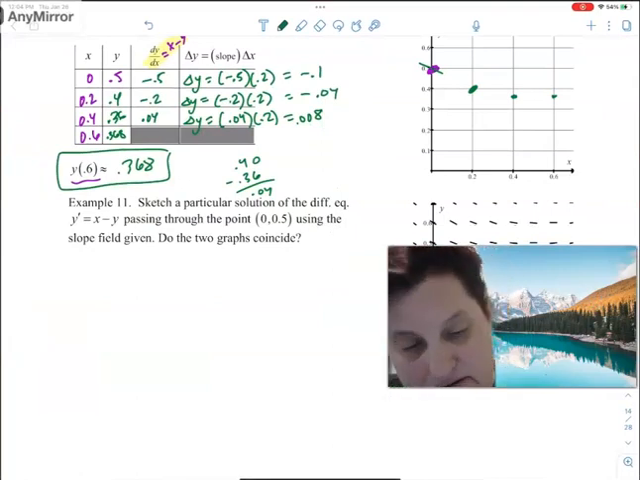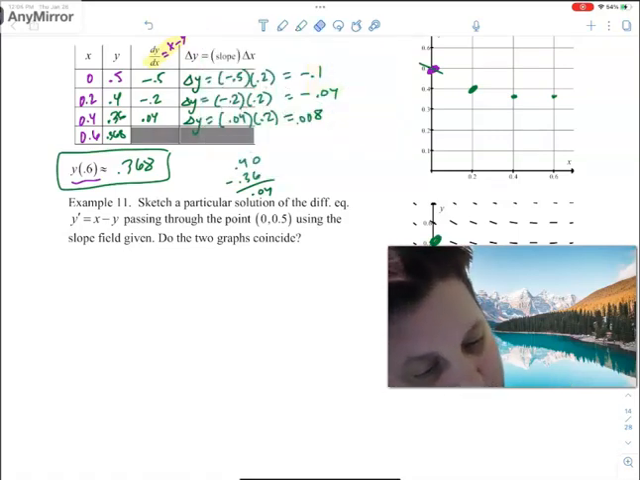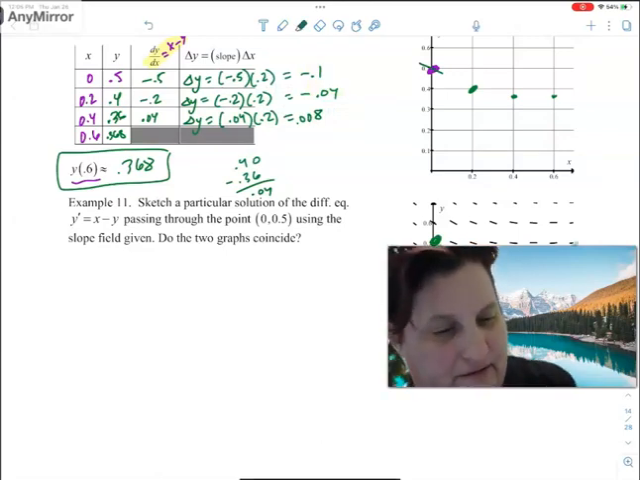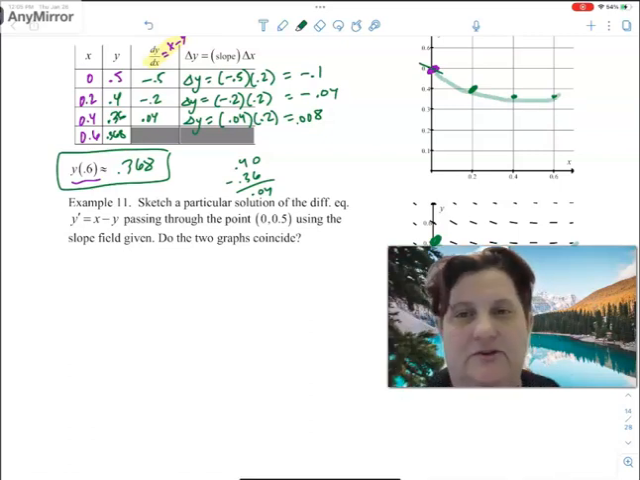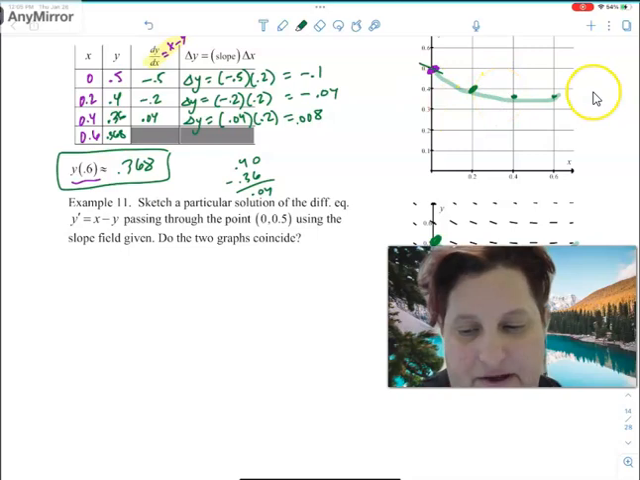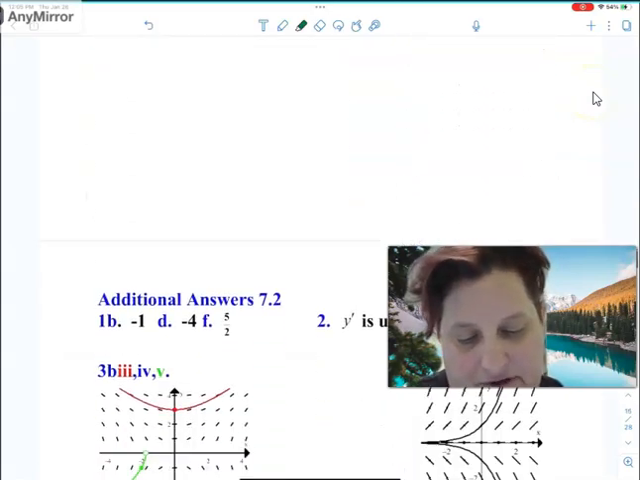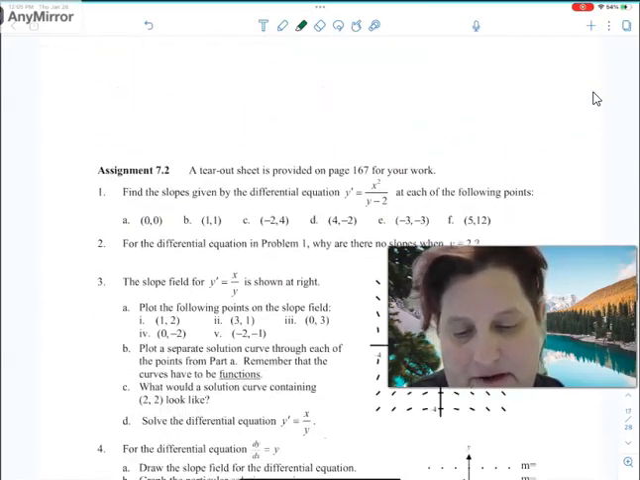Now, looking at this slope field, passing through the point (0, 0.5), look at what happens. Okay, so I'm going to draw this down. We're kind of following through here. Then we start to go up at the end. It kind of looks like that. I mean, I think so. All right. So hopefully you guys are okay with Euler's method and slope fields, and we will tackle some more of these problems in class.